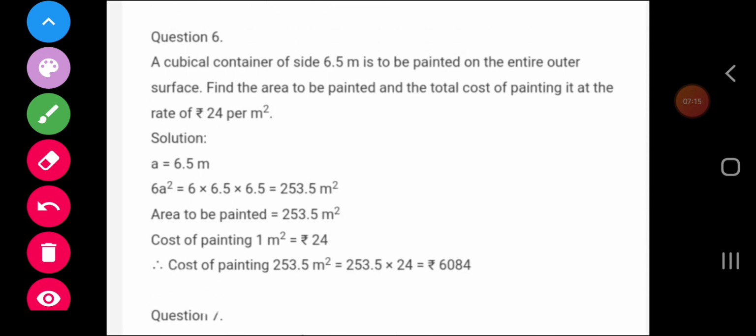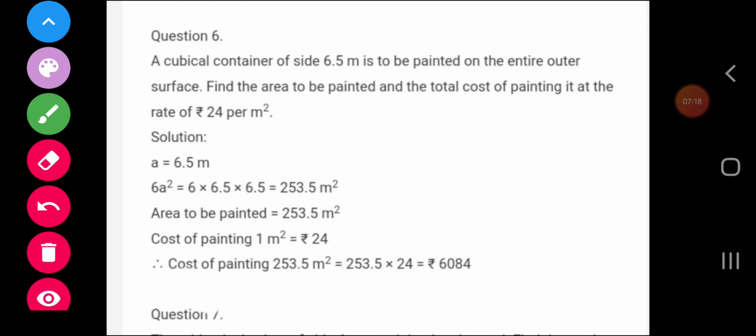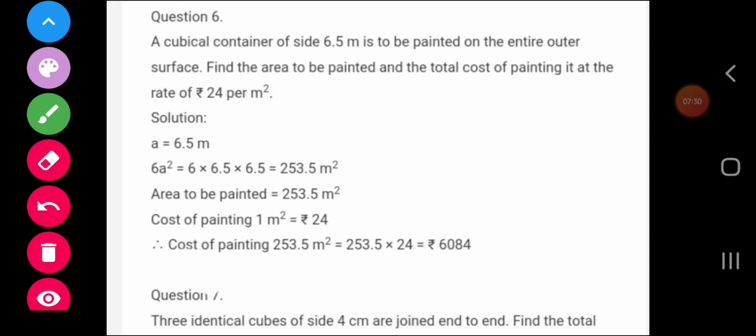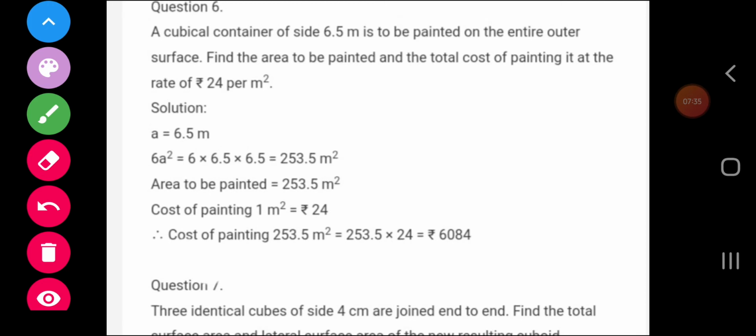Next, question number 6. The cubical container of a side 6.5 meter is to be painted on the entire outer surface. Find the area to be painted and the total cost of painting at the rate of 24 per meter square. Here cubical container we are going to paint. Here we are going to paint the total surface area, so we have to use the formula 6 into a square. They have given the a 6.5. A square means 6.5 into 6.5.